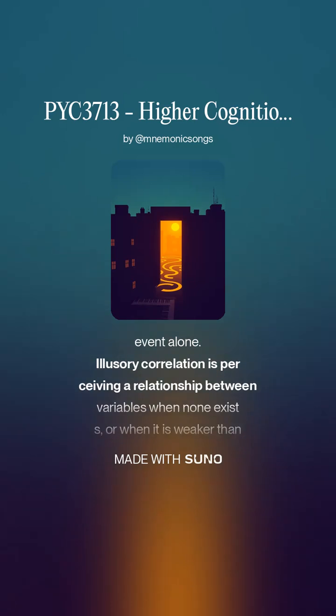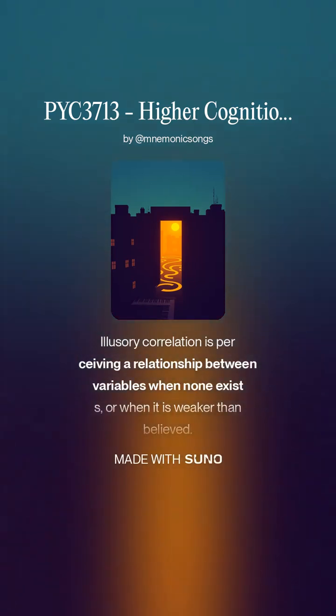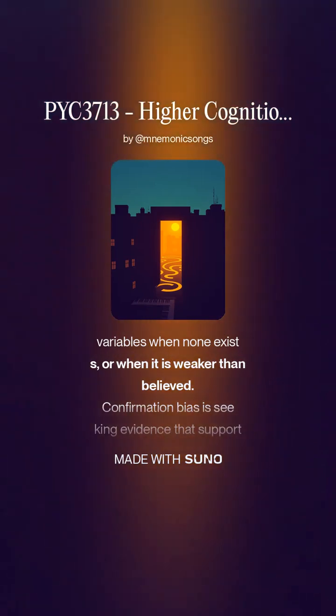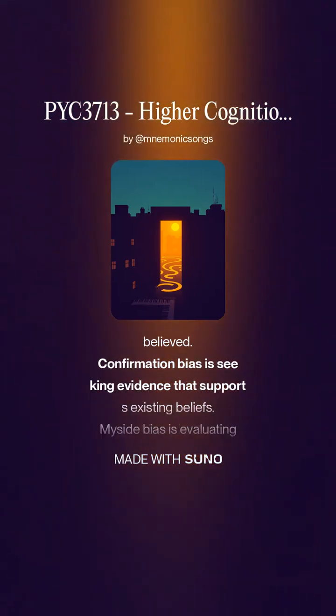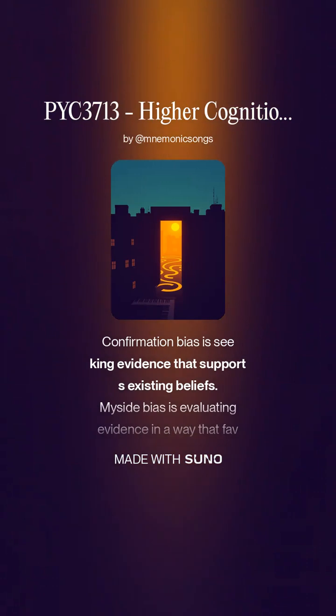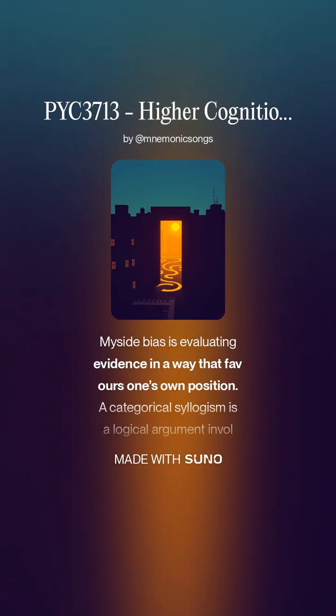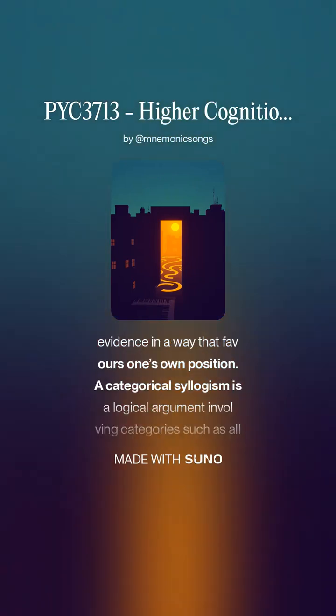Illusory correlation is perceiving a relationship between variables when none exists or when it is weaker than believed. Confirmation bias is seeking evidence that supports existing beliefs. Myside bias is evaluating evidence in a way that favors one's own position.